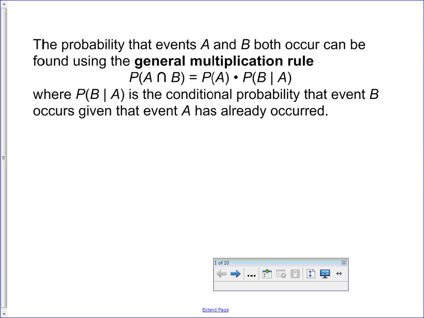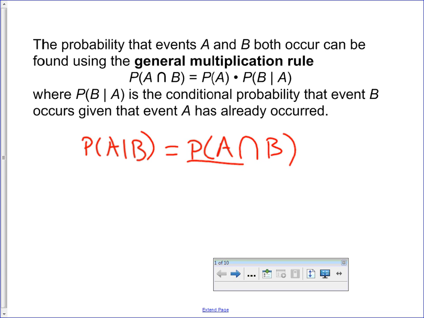For today's videos, we're going to be talking about calculating conditional probabilities some more. And we talked about this already, the general multiplication rule. Now, the way we saw it before was that the probability of A given B equals the probability of A intersect B over the probability of B. And this is the general multiplication rule.